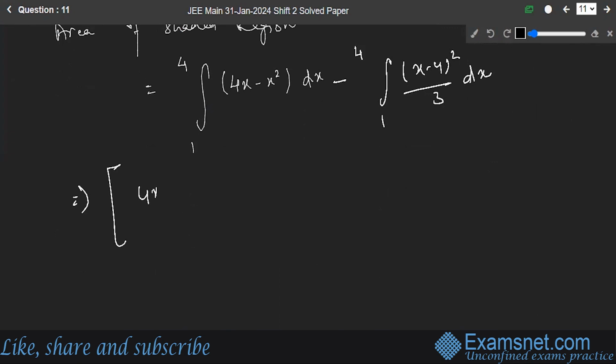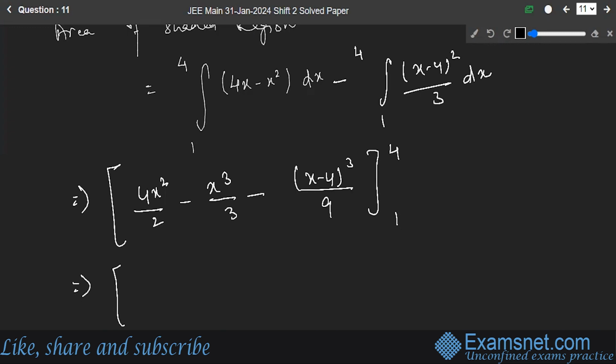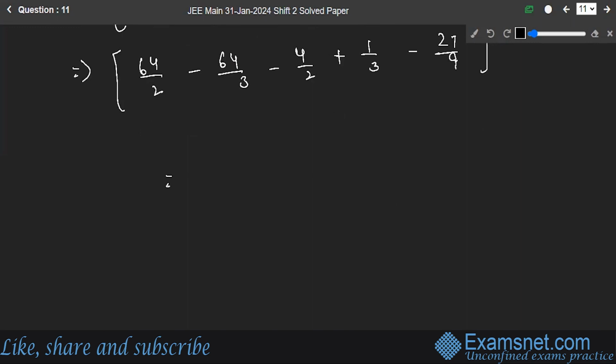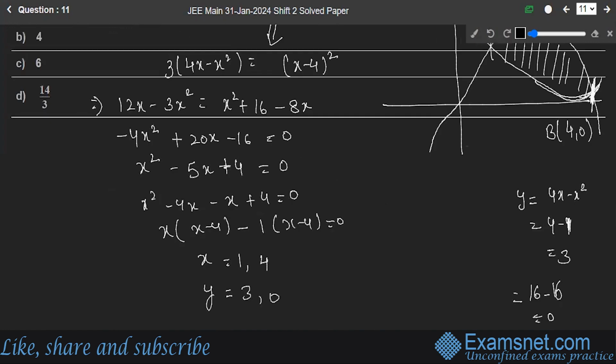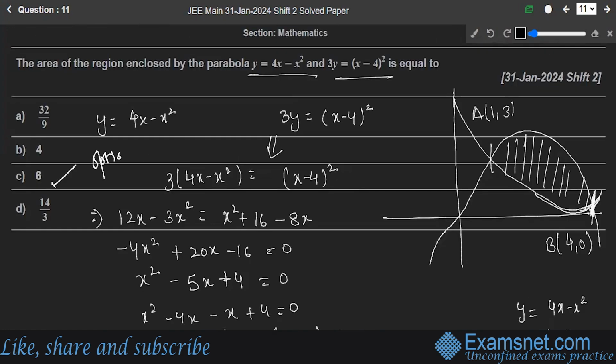This is given by 4x square upon 2 minus x power 3 upon 3 minus, I'm combining both of them, they are having the same limits, okay? So this will be x minus 4 power 3 upon 3 into 3, that will give you 9. Limits 1 to 4. So this will give me 64 upon 2 minus 64 upon 3 minus 4 upon 2 minus 1 upon 3, 27 upon 9. This is going to give me, on solving, 27 minus 21, which is equal to 6. So this is the answer to the question, option C.